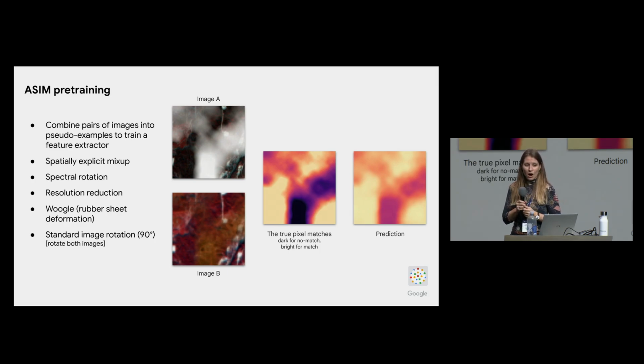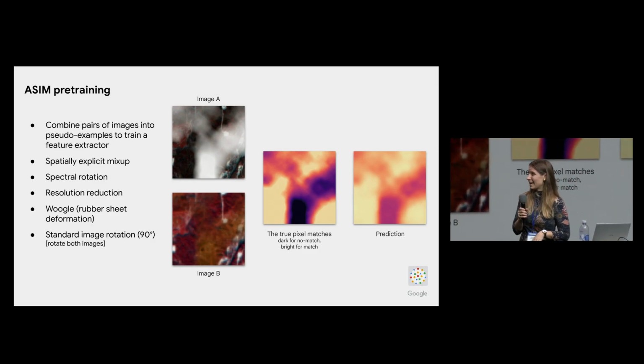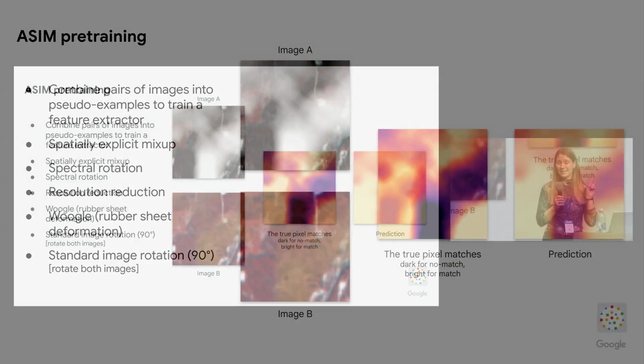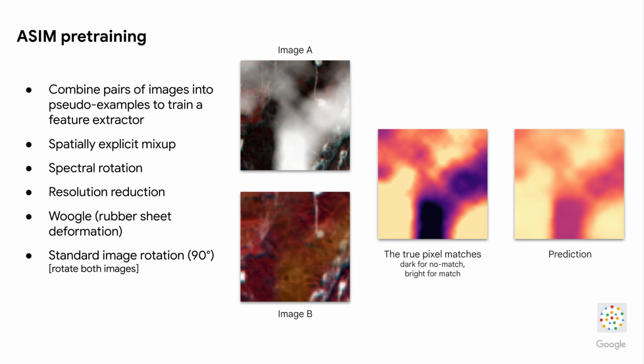So in our ASIM pre-training, I was saying we have this model that's trained to say if two images are from the same place. The key here is that we give the model two different images. So we've got image A and image B. And we combine these pairs of images to train ASIM, which you can think of as a feature extractor. So it's a big deep learning model that we're going to end up using to pre-process images we use in the larger QA model.